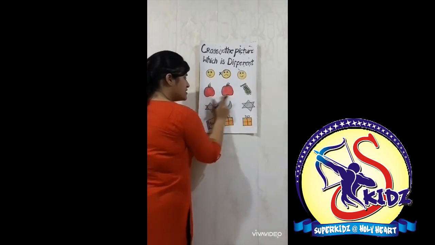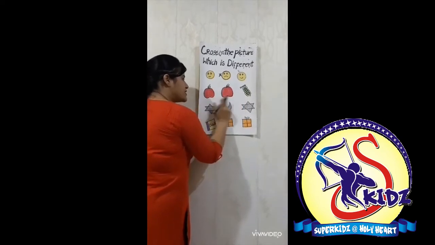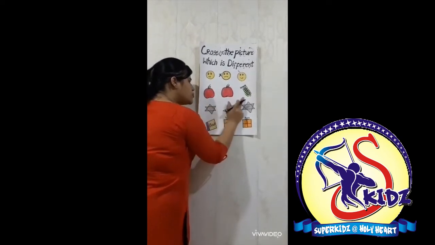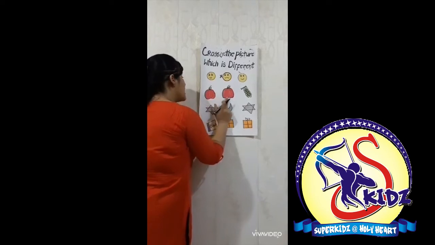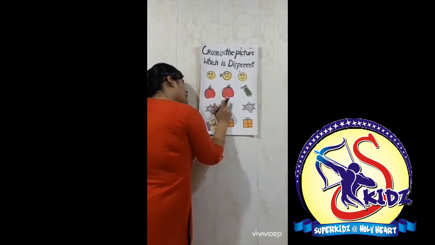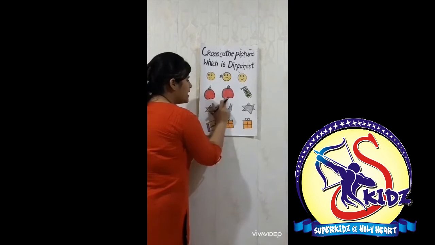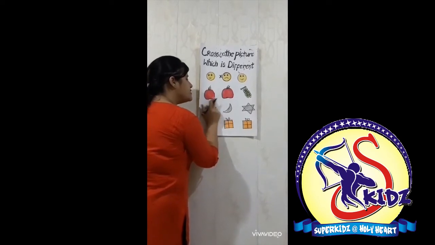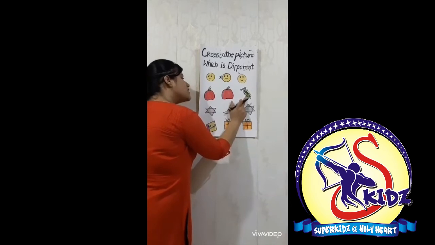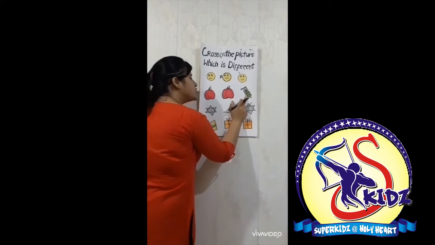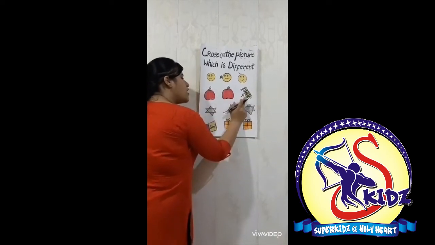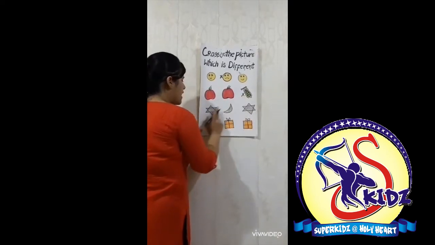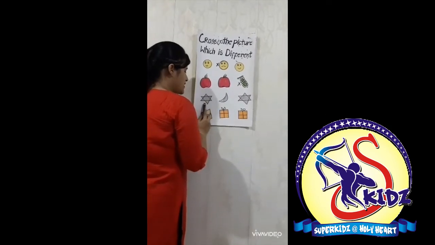What are these? These are fruits. Which fruit is this? This is an apple. And this is also an apple. So they both are the same. Grapes are different. I will cross the grapes. Which fruit will I cross? Grapes. Now let's see the next picture.